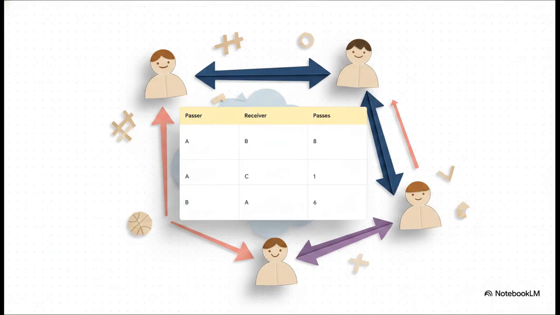Now, this is what that raw observation data actually looks like in practice. During a game, you're literally tallying up interactions. Take a look at the data we're pulling here. Player A passed to player B 8 times. But player A only passed to player C 1 single time. Meanwhile, player B passed right back to player A 6 times. Boom! We've instantly exposed a clear bias. Player A clearly only wants to pass to their best buddy, player B, and is completely ignoring player C.